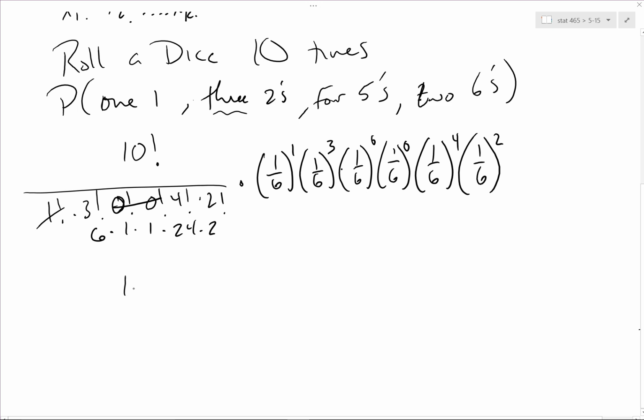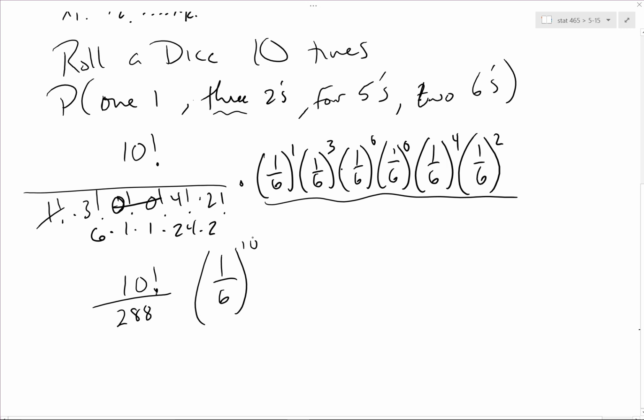And so I don't know what the answer to this problem is yet, but I feel like the bottom is like 288, I think. Might want to check my math. And then because these are all the same, it is 1/6 to the 10th power, yes? I think so, isn't that right?